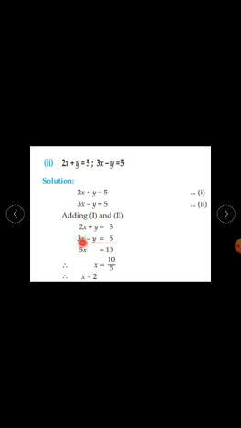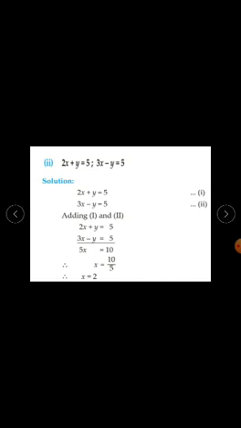So 2x plus 3x is 5x, plus y minus y is 0, and 5 plus 5 is 10. So 5x equal to 10. Therefore x equal to 10 upon 5. Therefore x equal to 2.